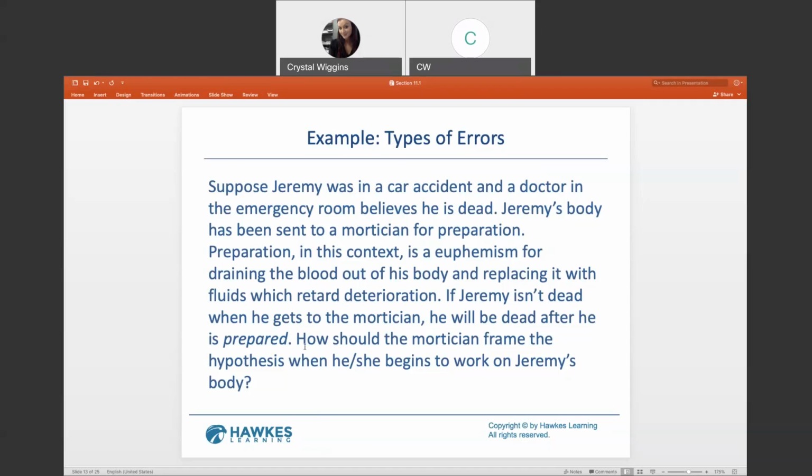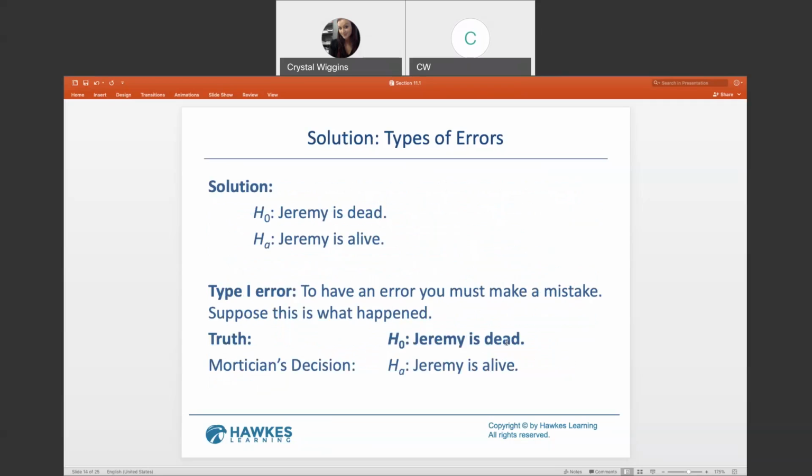How should the mortician frame the hypothesis when he begins the work? Or really the question we want to ask is, which error is more critical in this, to be wrong? Which one's more dangerous in this situation? So let's say we let the null hypothesis be that Jeremy is dead, and the alternative is that Jeremy is alive.